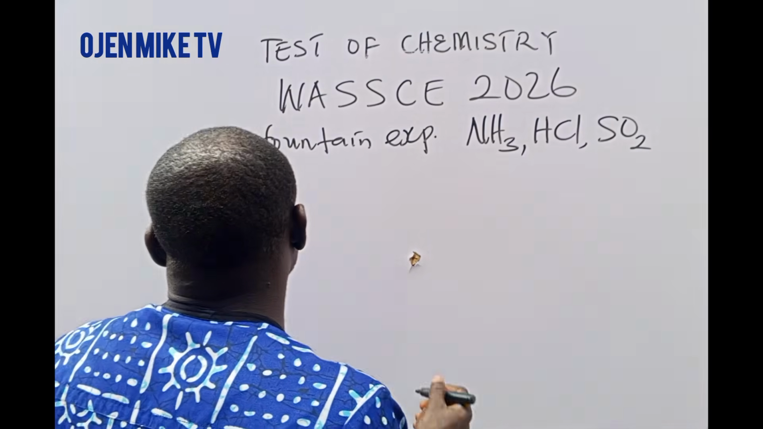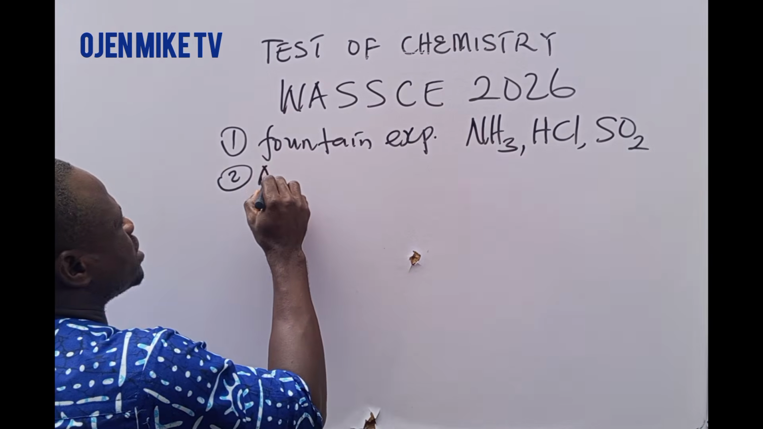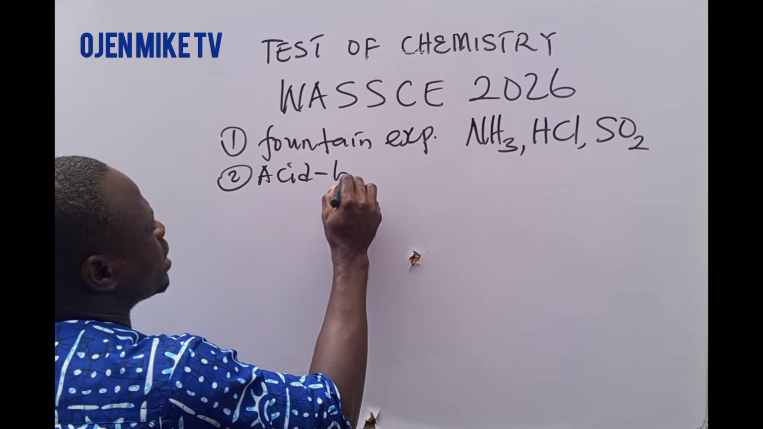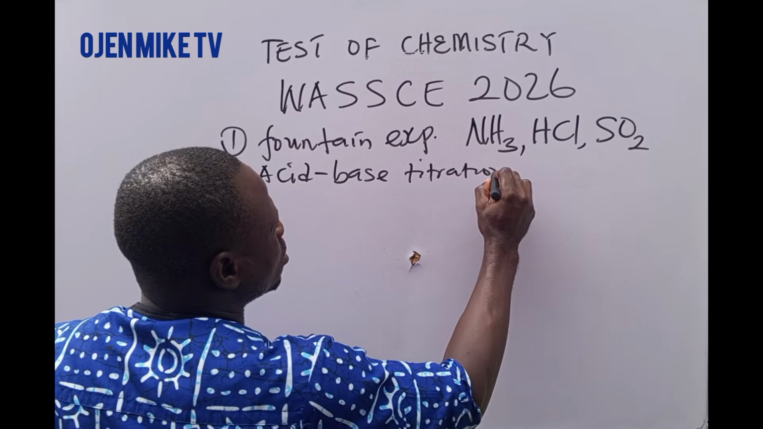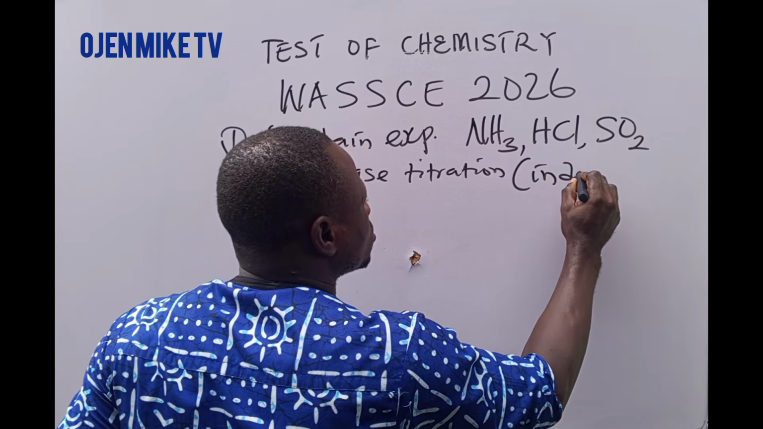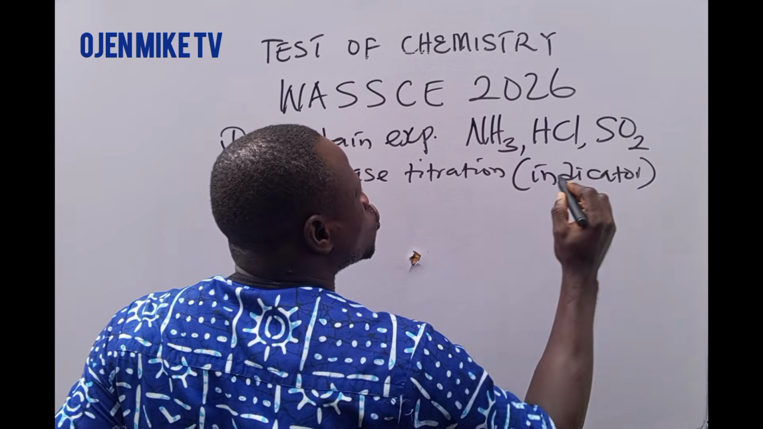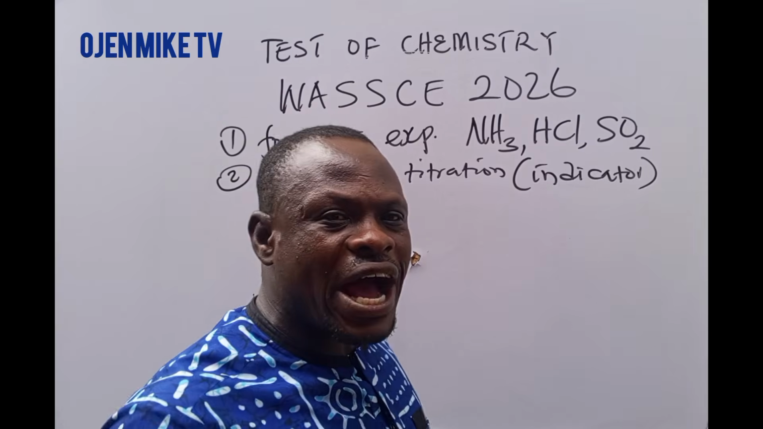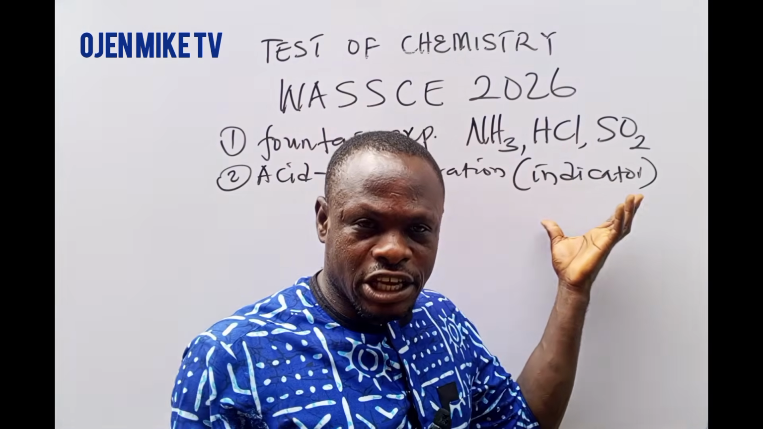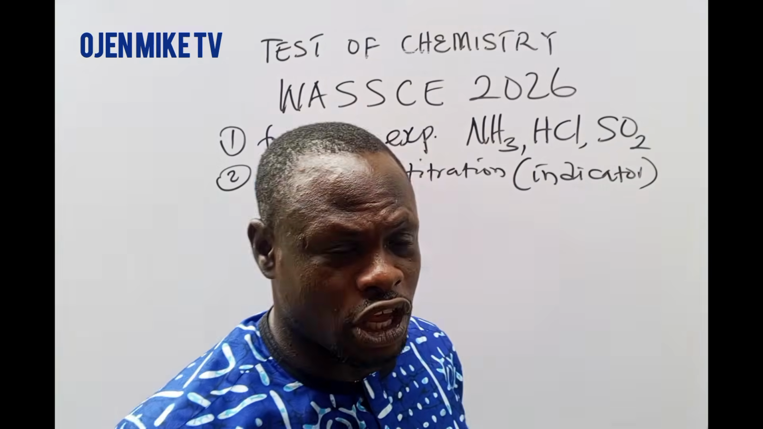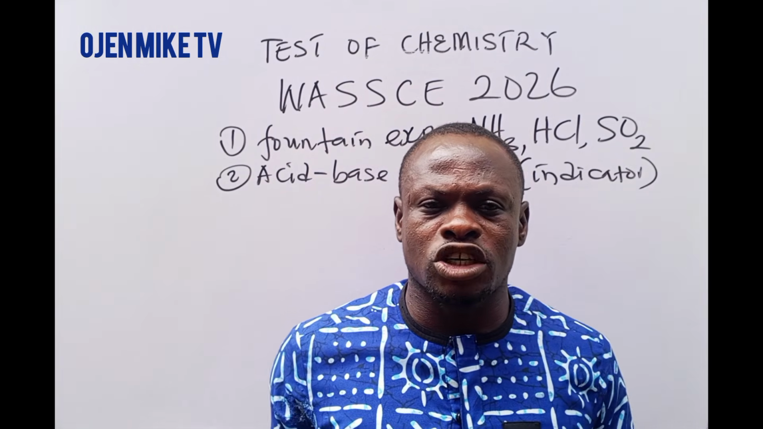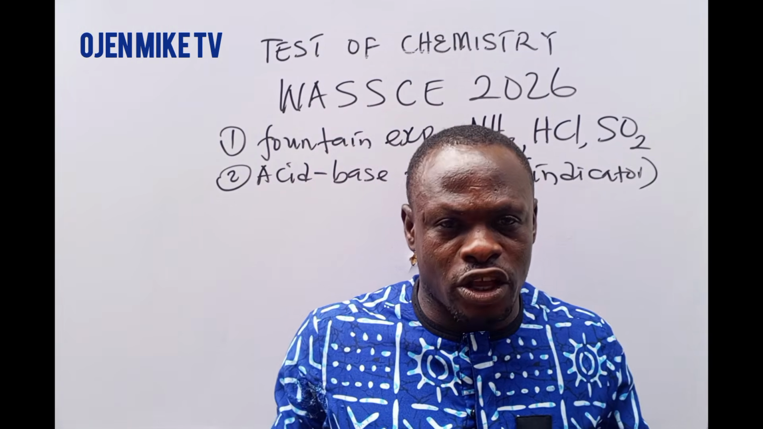Number two is acid-base titration indicator. So you should be able to know the meaning of acid-base indicator. What are indicators? Just know it. Now, the indicators mostly common, we have methyl orange, methyl red, and also phenolphthalein.